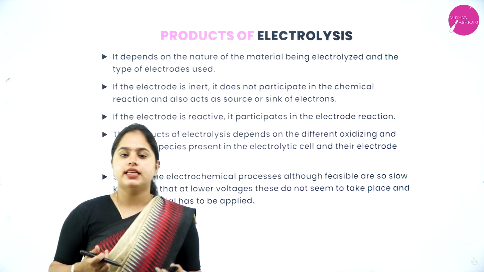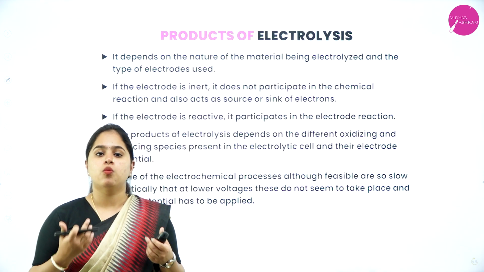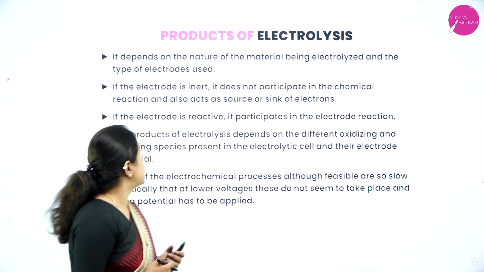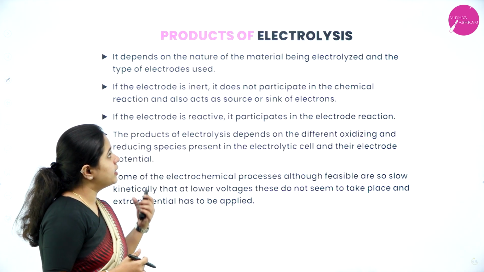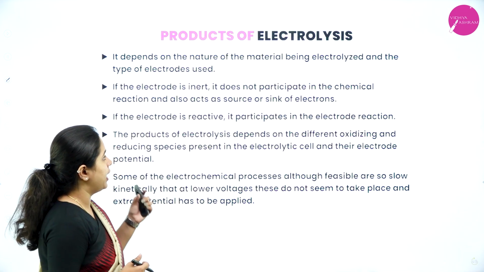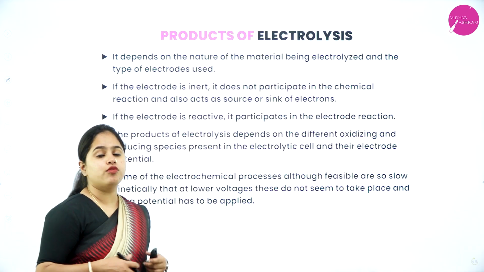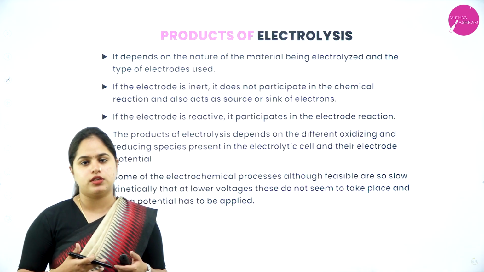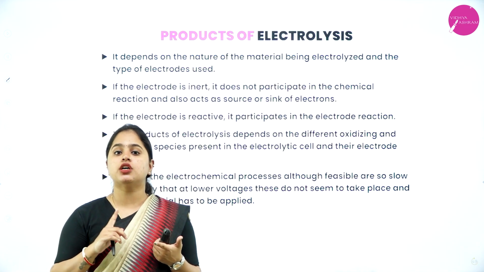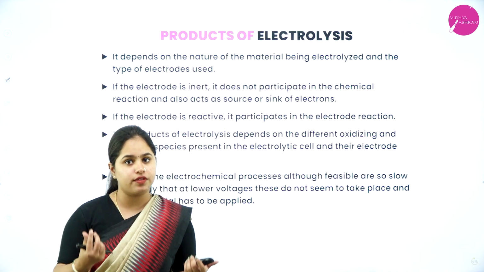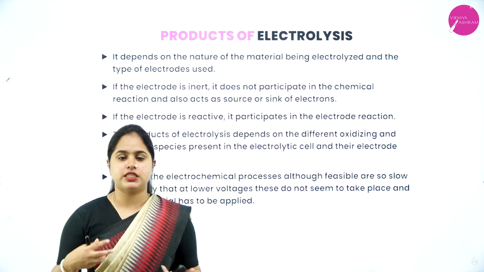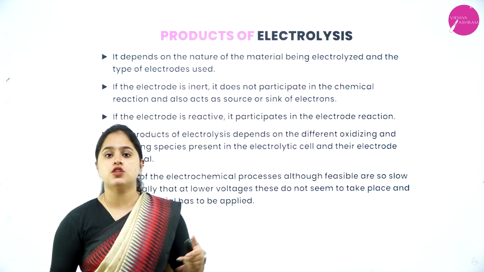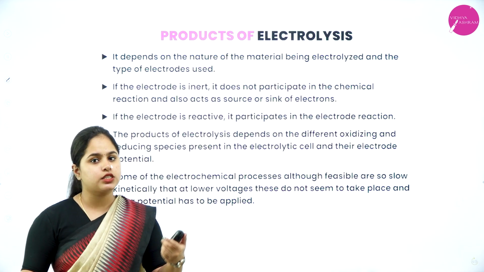So let's see, there are a few factors on which what product will be formed depends. It depends on the nature of the material being electrolyzed and the type of electrodes which is used. So the products formed in electrolysis depend upon the nature of the electrode. What electrode we have taken, which metal or what electrode, it depends on that, as well as on the nature of your electrolytic solution.